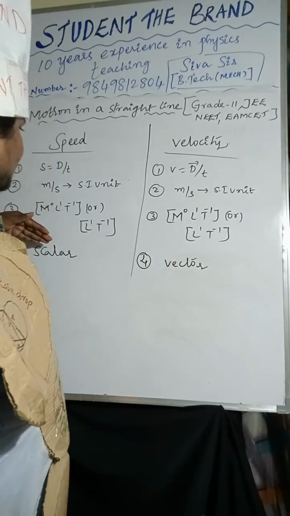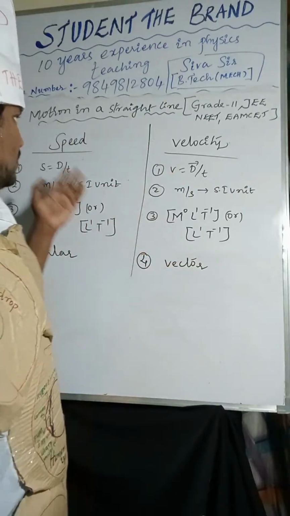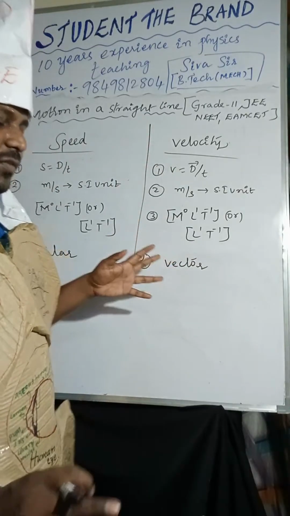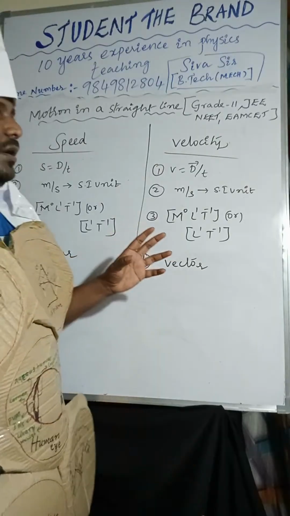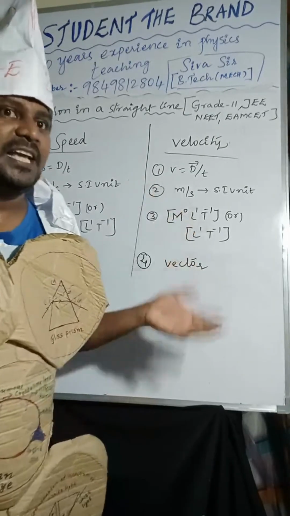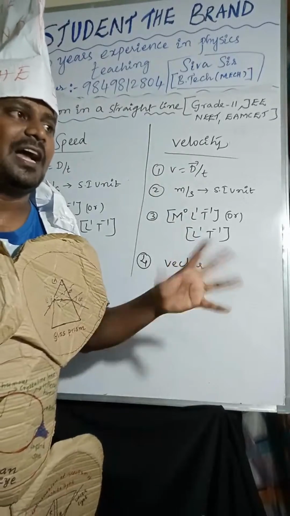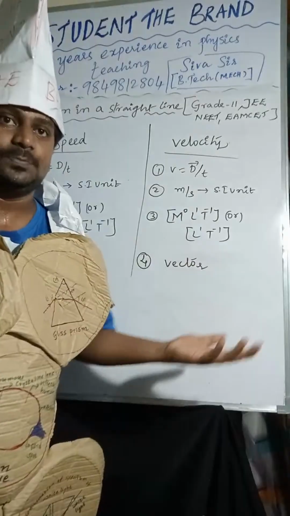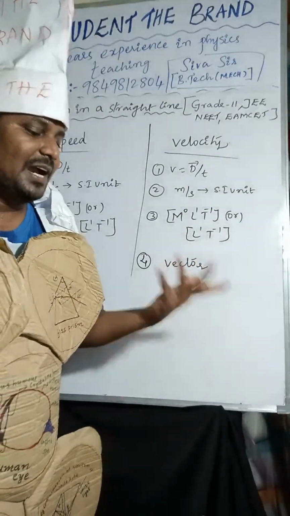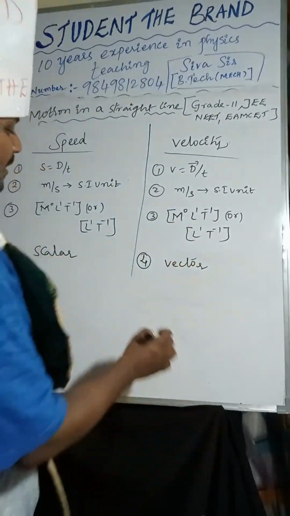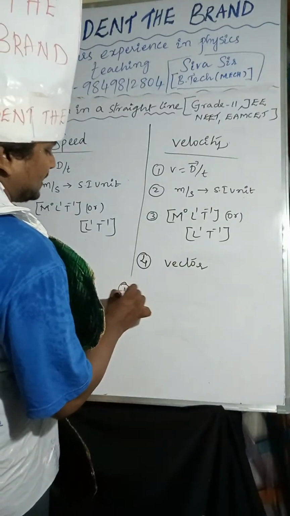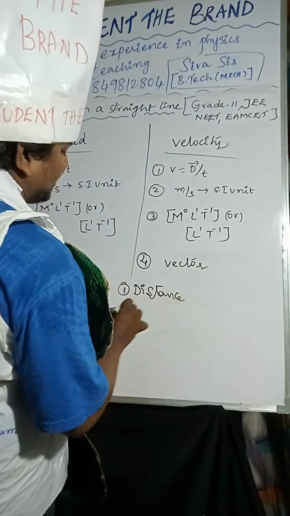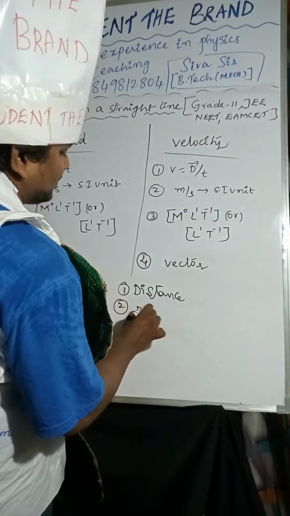So speed is a scalar quantity, velocity is a vector quantity. One more condition: even though displacement is 0, speed, or distance, cannot be 0. So the first point is distance, and the second one is displacement.